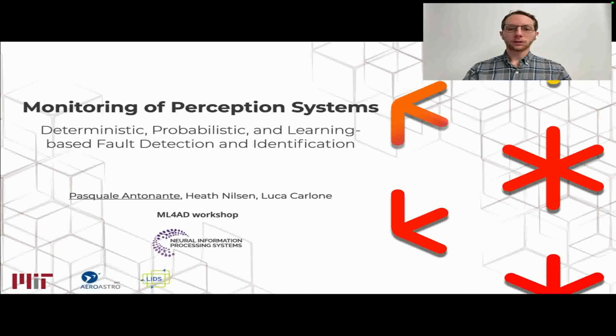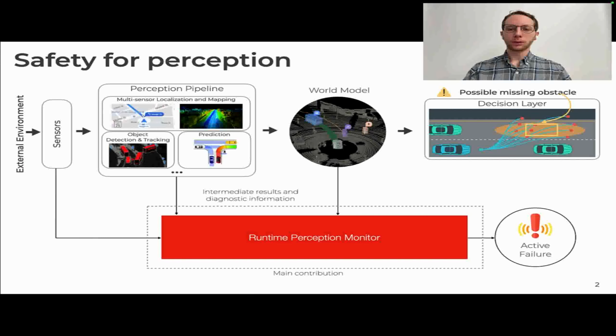Hi, I'm Pasquale Antonante, and I'm going to briefly introduce our work on monitoring of perception systems. This paper addresses the problem of safety from the perception standpoint. The reason why we care so much about perception is that perception failures, such as missing obstacles, can have catastrophic effects on safety. In this paper, we develop a monitoring framework to detect such failures at runtime.